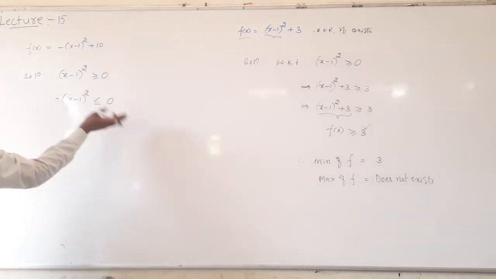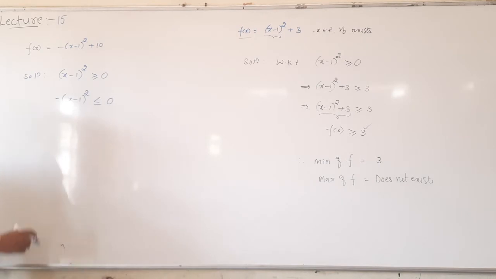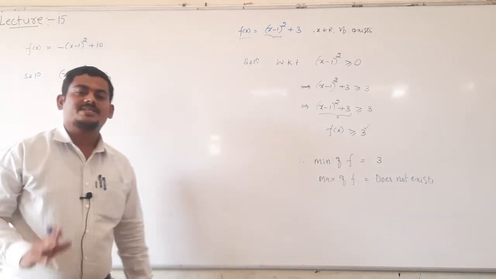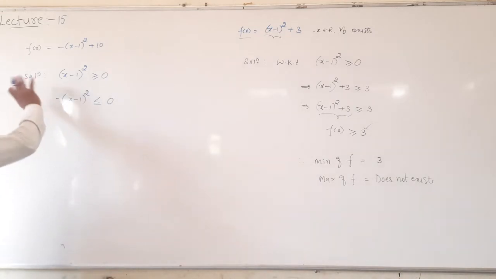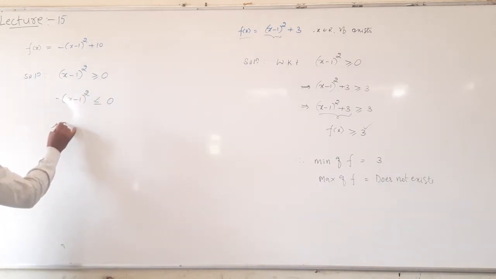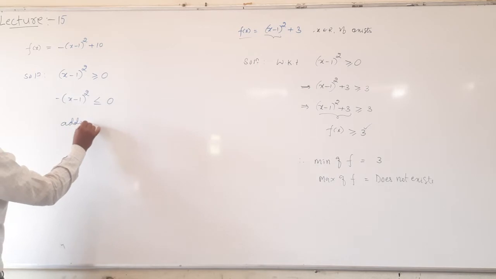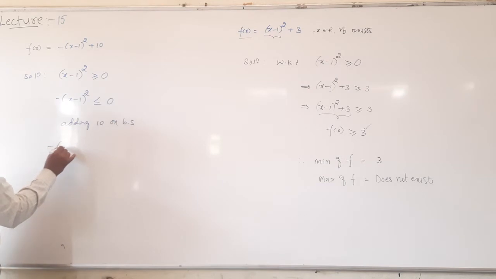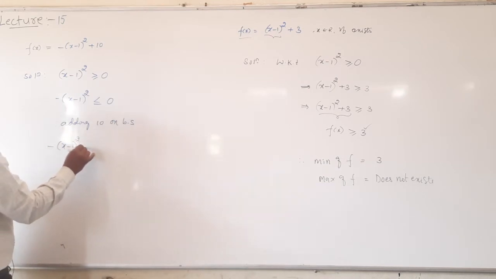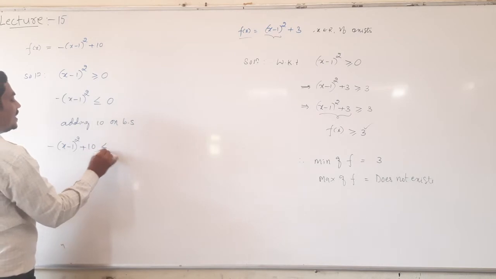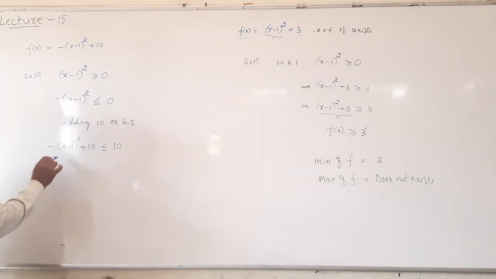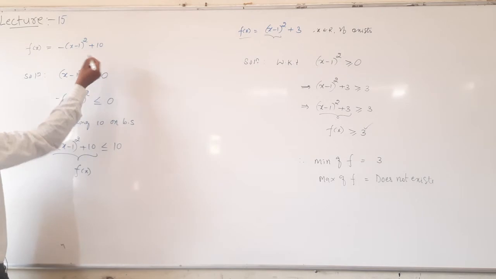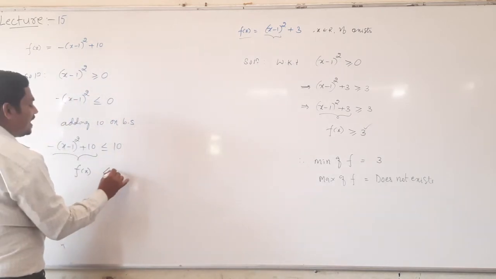Now we need plus 10, so adding 10 on both sides. Adding positive numbers will not make any difference, right? Adding 10 on both sides, it will be minus of x minus 1 whole square plus 10 less than or equal to 10. Now look at this. This is nothing but f of x only, right? From the given data, f of x is less than or equal to 10.